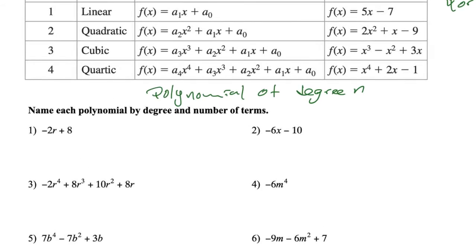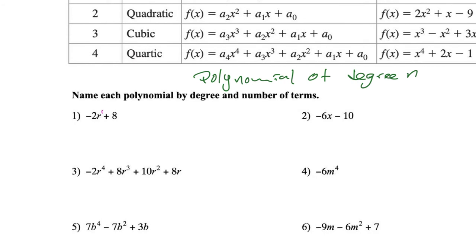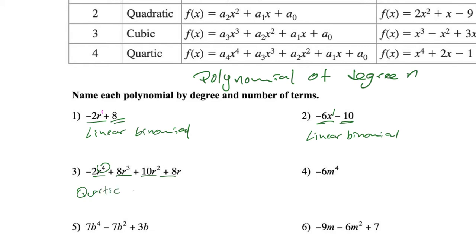So let's see this one, right? The first one, again, let's see the highest exponent. My highest exponent is 1, so that means this is linear. And we have 2 terms, so a linear binomial. Number 2, again, is the same. My highest exponent is 1, so I have another linear binomial. Okay. Number 3, my highest exponent is 4, and then I have 1, 2, 3, 4 terms. So I got a quartic polynomial of 4 terms.